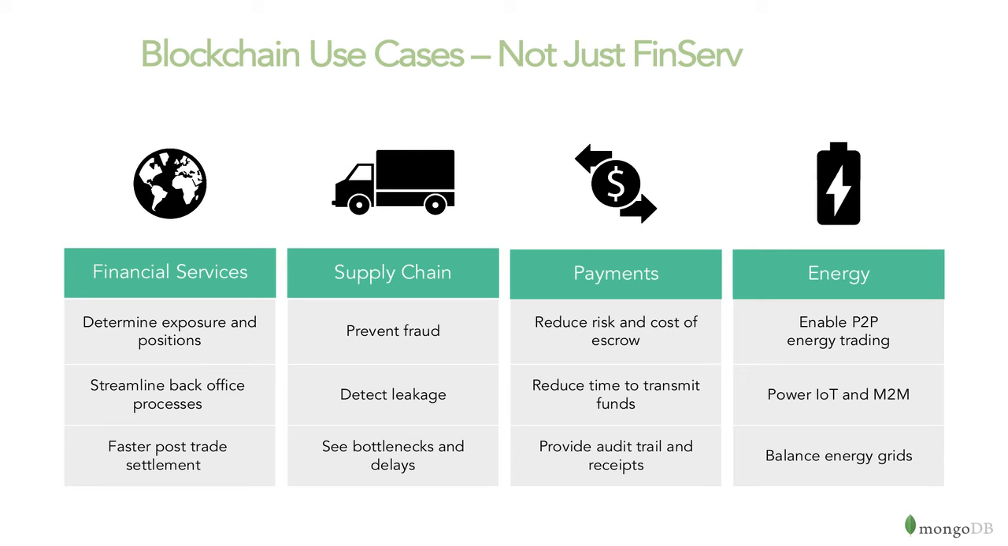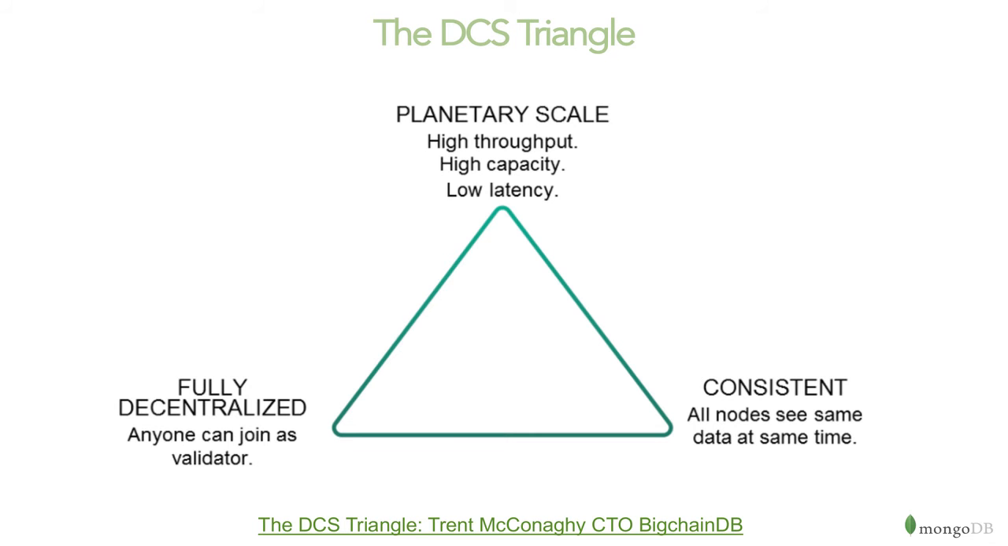Okay? So with that, one of the things that at MongoDB we like to bring into the equation here is what about enterprise adoption of a blockchain? Okay, so most people on the call are probably familiar with the CAP theorem around distributed systems, the consistency, availability, and resiliency to network partitioning. And there's a very similar concept that we can apply here. Trent McConaghy, the CTO of BigchainDB, published a white paper that gets into this in a lot of detail, and it's called the DCS triangle.